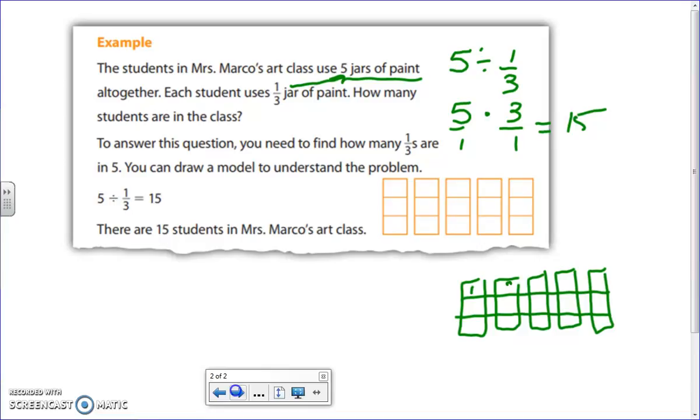So we can count 1, 2, 3, 4, 5, 6, 7, 8, 9, 10, 11, 12, 13, 14, 15. They must have 15 students. If each of those students use 1/3 jar of paint, for them to use exactly 5 jars of paint altogether. Okay, so there's a model example and the expression example with the keep, change, flip method, known as a multiplicative inverse, and that's it for today.